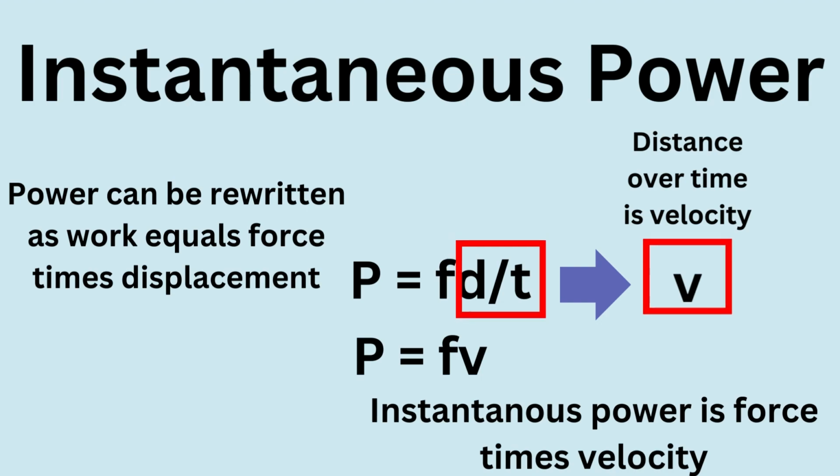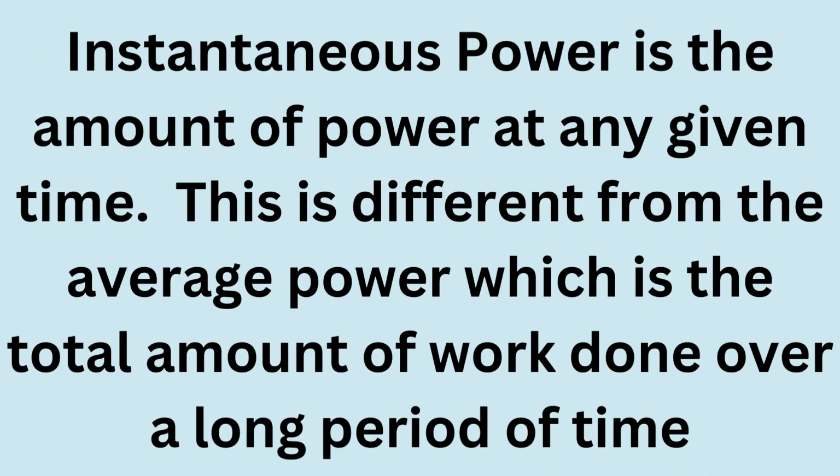Keep in mind this formulation won't work well if we need to consider work of the object as it accelerates. Instantaneous power is the amount of power at any given time. This is different from the average power, which is the total amount of work done over a long period of time.